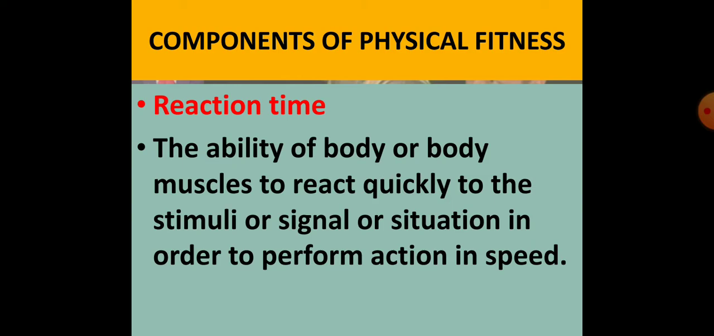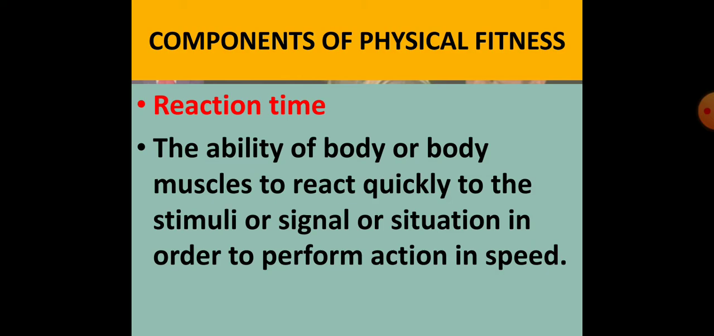So, simple reaction ability and complex reaction ability. We can understand simple reaction ability because we know the rules, how to start, how to react to the signals. Like there will be a whistle or any sound before starting any race. Get, set, go. Then at the go we have to leap. So we know how to react at the get, at the set, and at the go. That is simple reaction ability because the rules are already there.